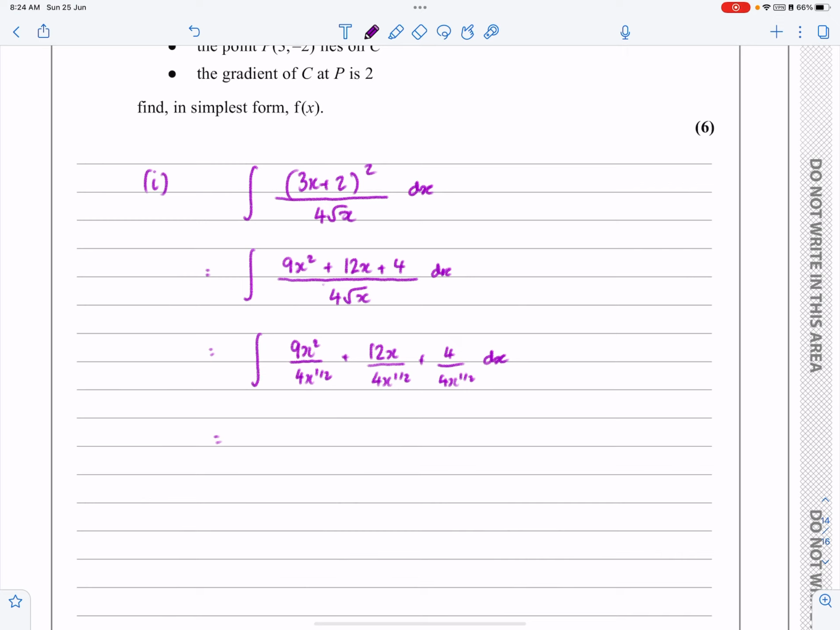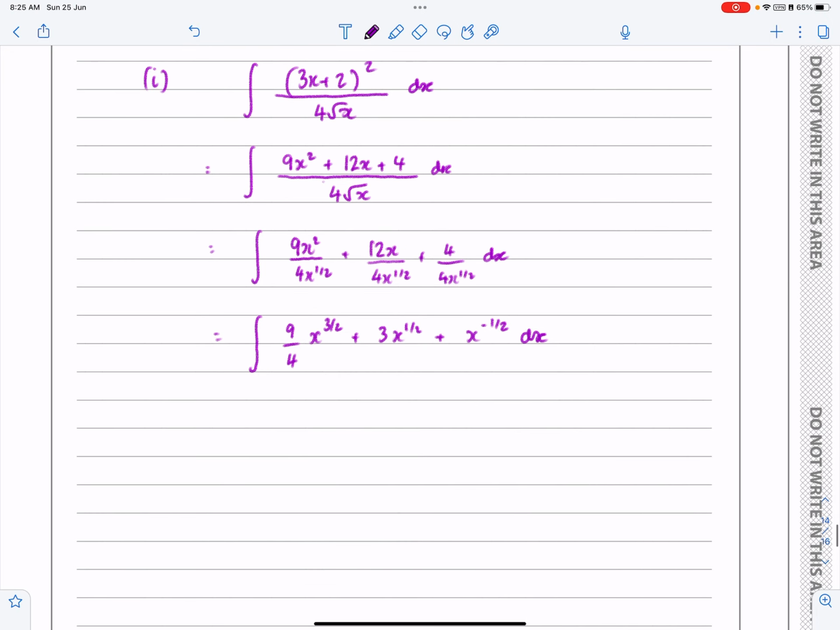Last step, just to tidy that up before we start integrating. So I've got 9 over 4, and if we're dividing powers, obviously we're subtracting them. So that's going to be x to the, don't say 1.5, call it 3 over 2, leave it as improper fractions, plus this is going to be 3, and x divided by x to the half leaves us x to the half there. And this is then going to be 1 over x to the half, which is x to the minus half dx. So now I've got it in that format, I can actually go ahead and integrate it.